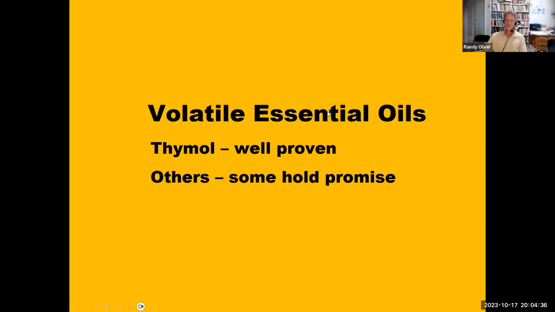So the volatile essential oils, the thymol, well proven. We're testing, heavy testing this year, and we'll continue next year with five other promising essential oils. They show some promise this year. We have to figure out the dose that the colonies can tolerate and continue to rear brood and look healthy, and then figure out how high you have to go to kill the mites also. So no big breakthroughs this year, but we'll continue this next year.